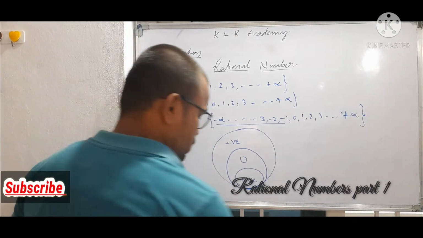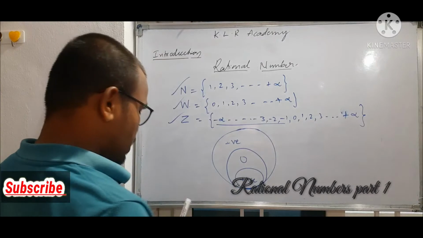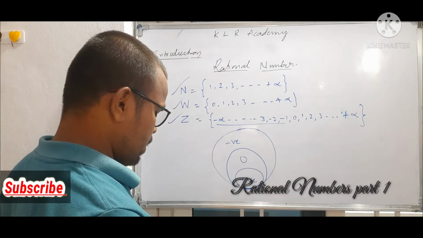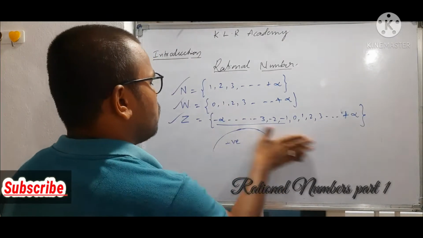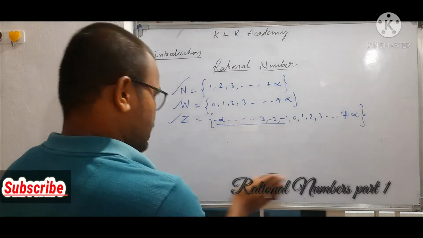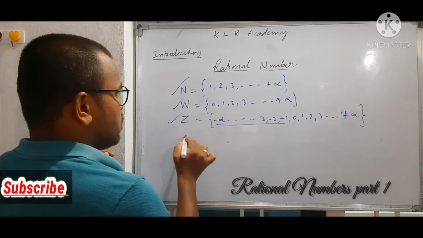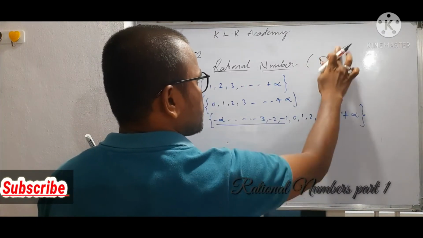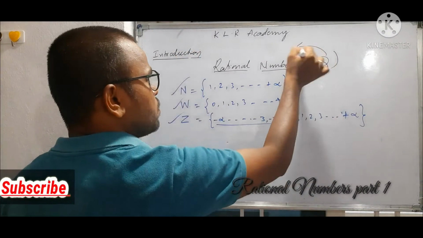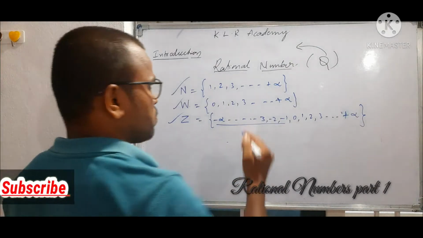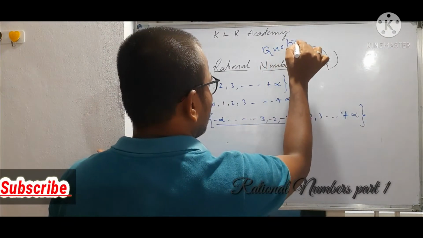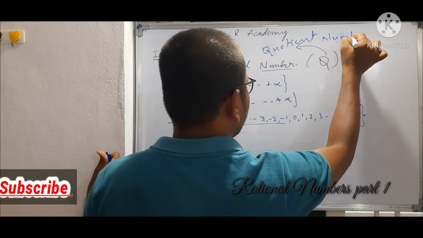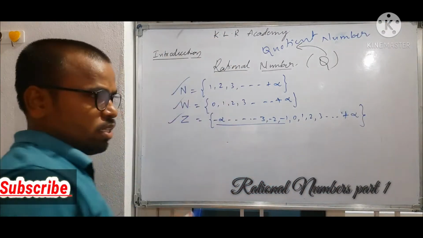Next is the rational number. Our next topic after this number system is rational number. So what are these rational numbers? How to define these? Rational numbers are represented with the Q. Q means quotient number.